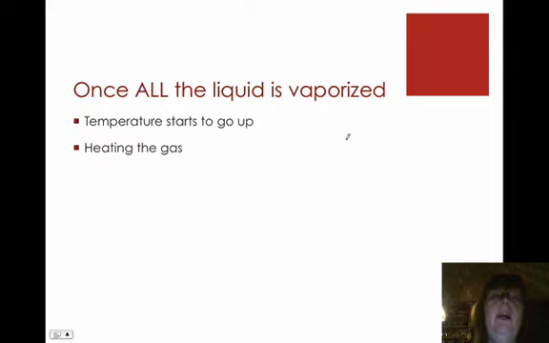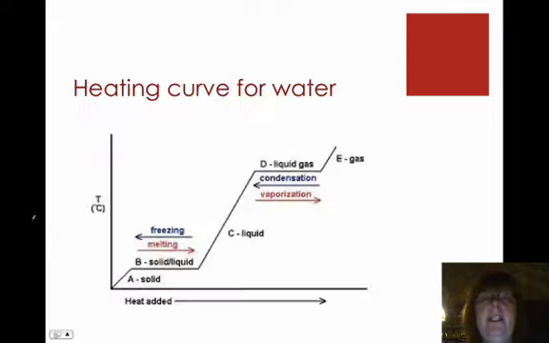So once all the liquid is vaporized, the temperature again begins to increase. What we're doing is we are adding energy to our gas molecules. They are just moving even faster, and our temperature of the gas molecules is now increasing.